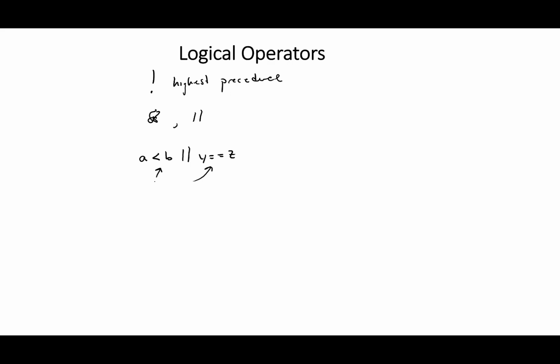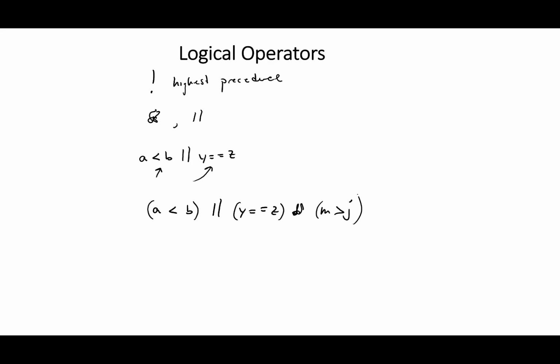So let's look at how this order of precedence would work. Let's say that we have A less than B or Y is equal to Z and M is greater than J. Before we look at the order of operation on this, you can write this without parentheses, but you could also put parentheses around all of these relations. I actually like to put parentheses because I feel like it's easier to read, but you don't need them. It'll work without them.